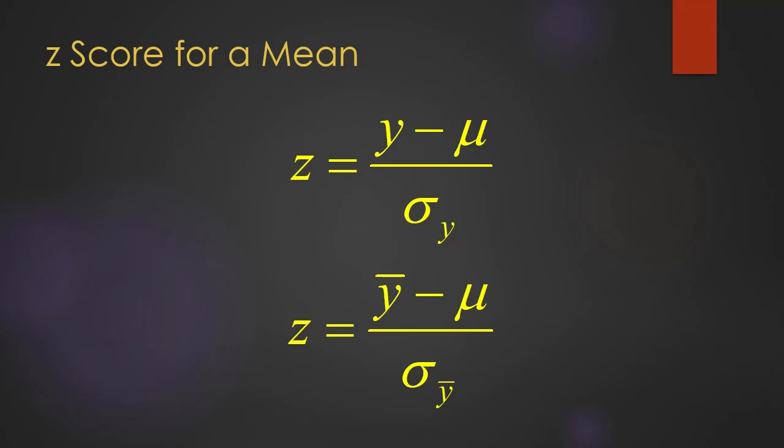Now I have y bar, and I'm looking at the deviation of y bar from the population mean. I divide this by the standard deviation of the mean. So whatever score we're using on the top in the numerator, whether it's a y or a y bar, we need the standard deviation of that in the denominator.